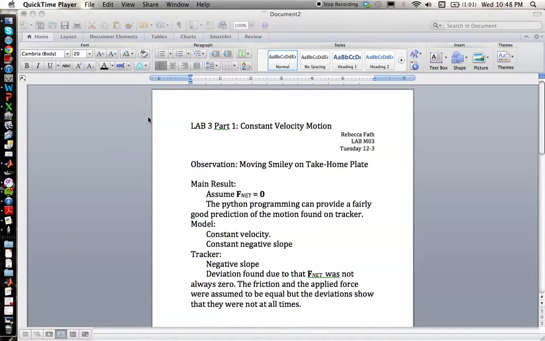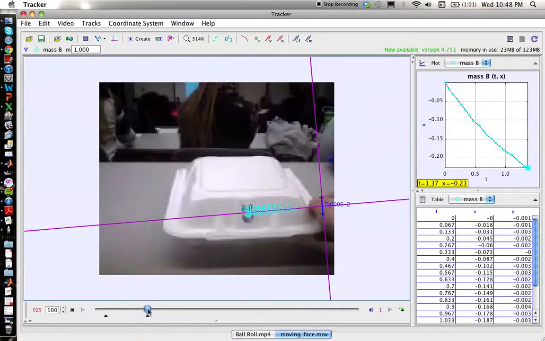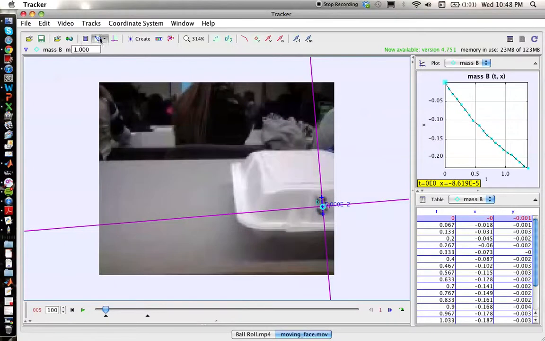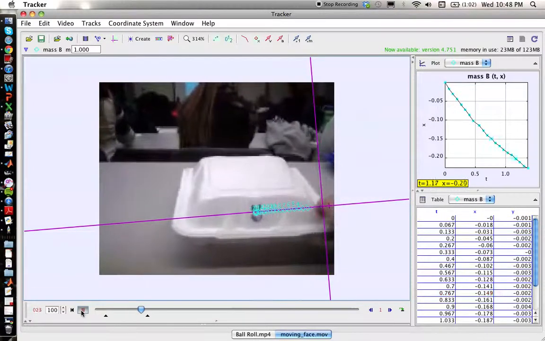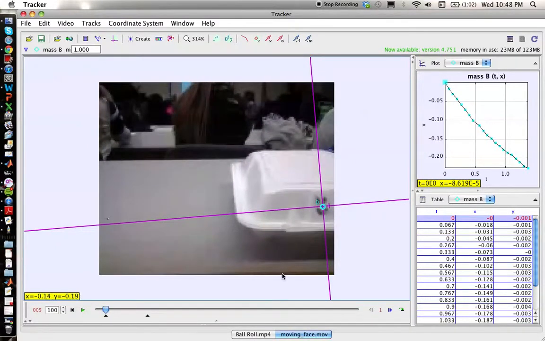We were asked to observe an object moving at constant velocity in one direction. So what I observed was this smiley face moving at constant velocity in the x direction here. You know it's moving in the negative x direction. That's fine. Just means all our values are going to be negative and then our velocity will be negative.